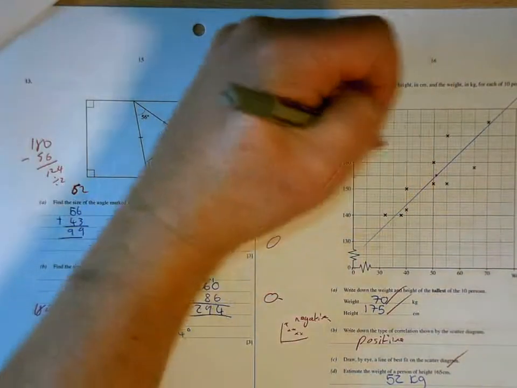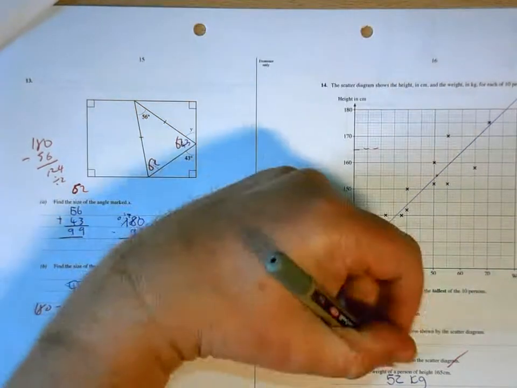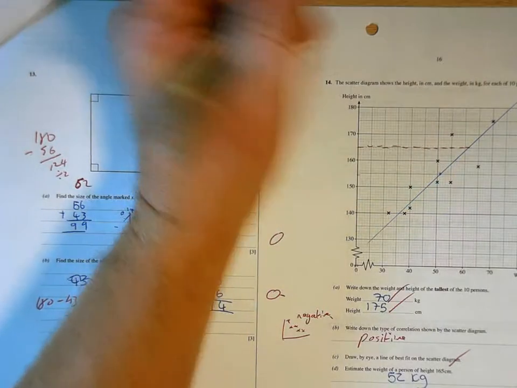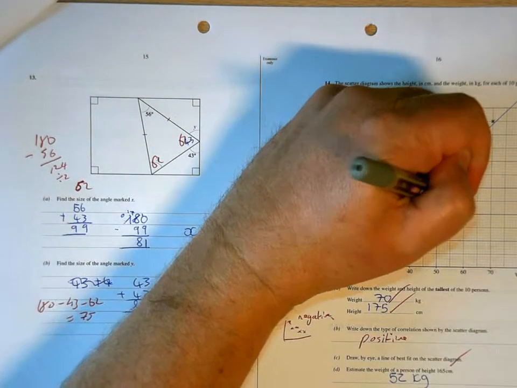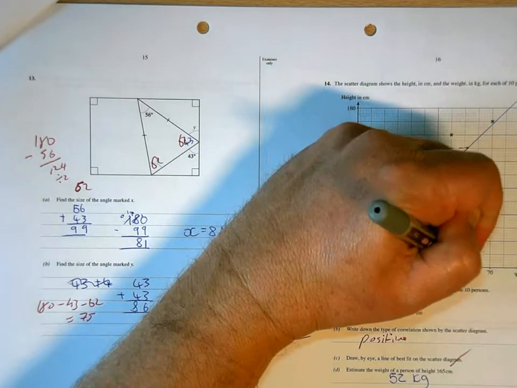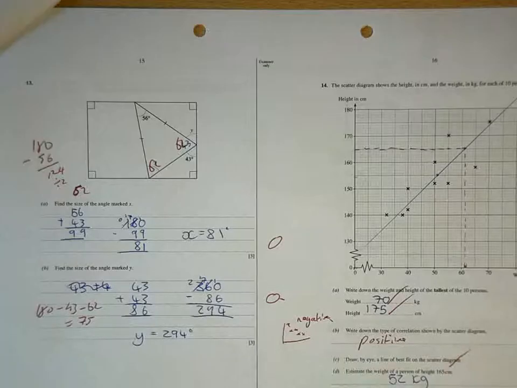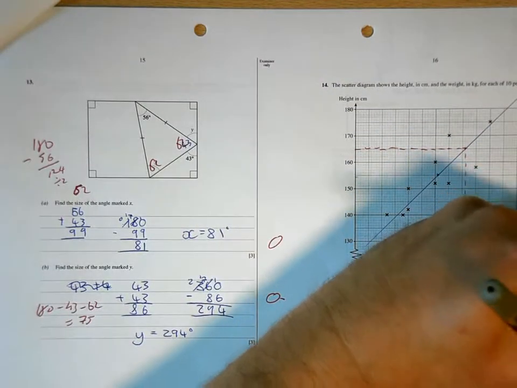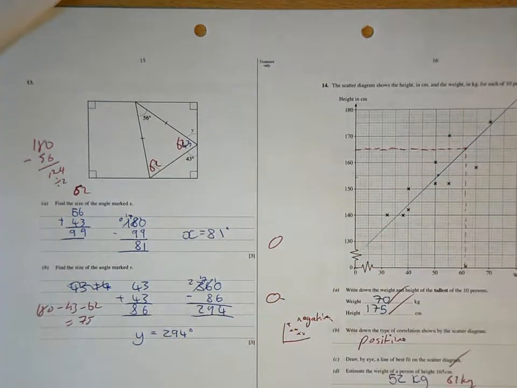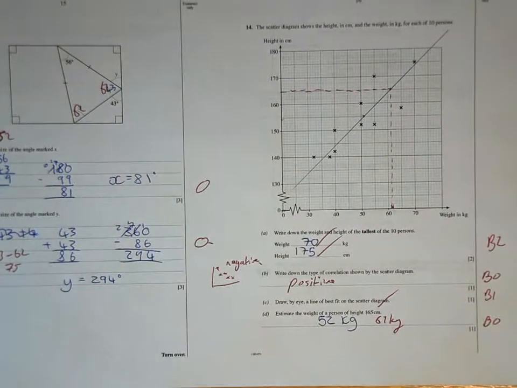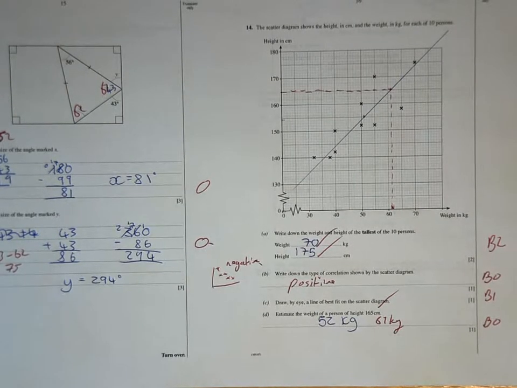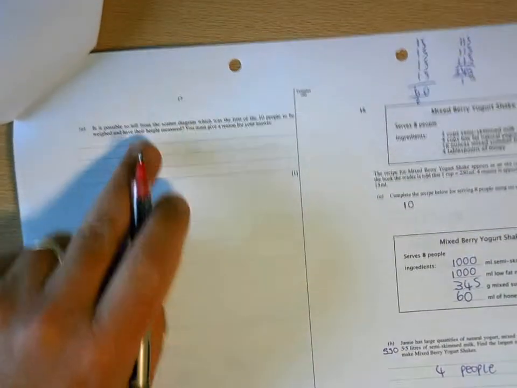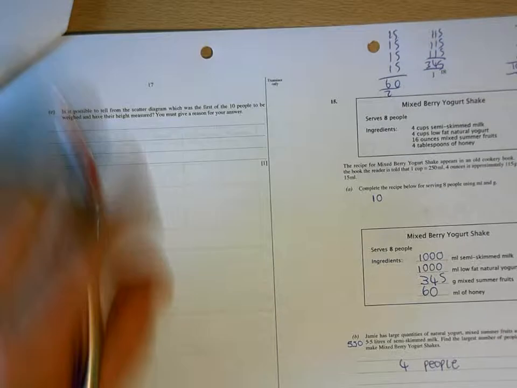Your line of best fit is good, but your use of it is bad. 165 centimeters is here. Using a ruler, go across to your graph, and then again using a ruler, read down your graph, and it should be 61. So again, there are marks there that you're just leaving on the page that you should be earning. 3 for that page, bad page. Watch my explanation for that on the video clip.